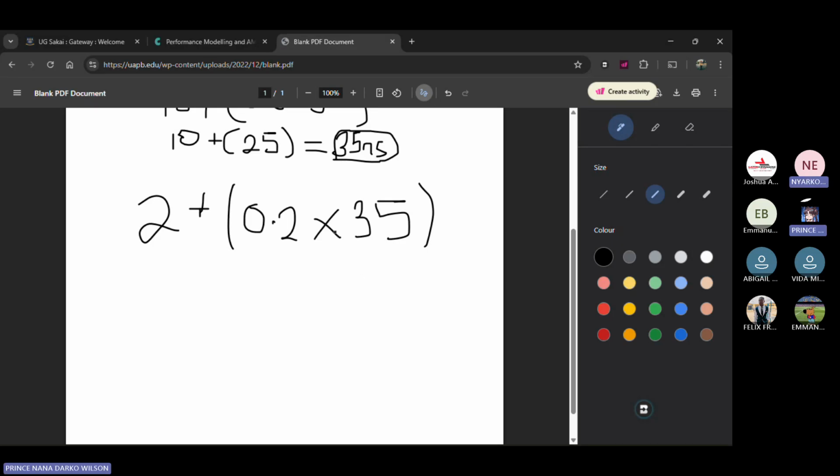2 times 35 is 70, divided by 7, that's 10. So we have 2 plus 7, and that gives us 9 nanoseconds. So this will be the computation for the second question.